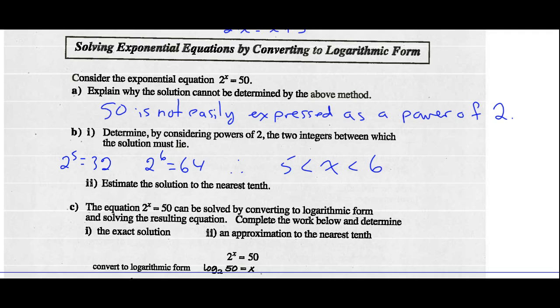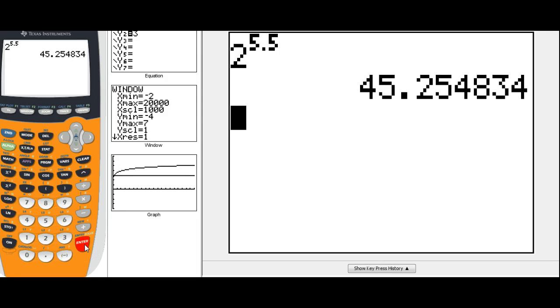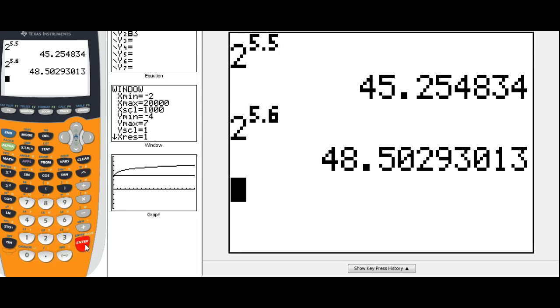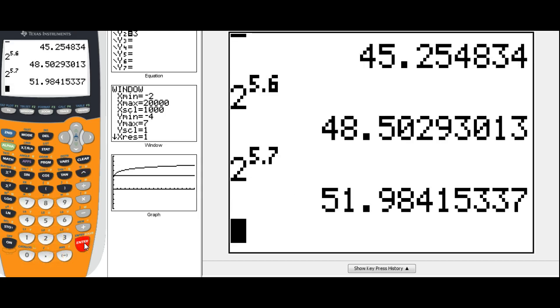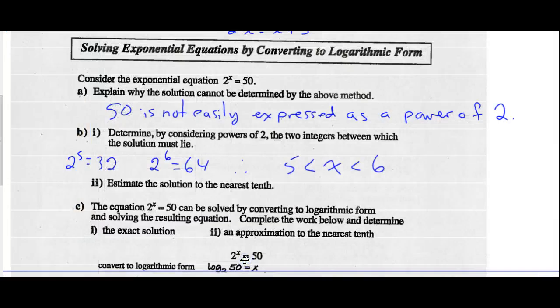Estimate the solution to the nearest tenth. So now you want to grab your calculators and just do a little guess and check. Right, so we want to see what value is closest to 50. So 2 to the 5.5 is about 45.25, and 2 to the 5.6 is about 48.5, and 2 to the exponent 5.7 is 51.98. So to the nearest tenth, the one that's closest should be 5.6. 48.5 is a little bit closer. All right. So we're going to say x should equal approximately 5.6. Great.